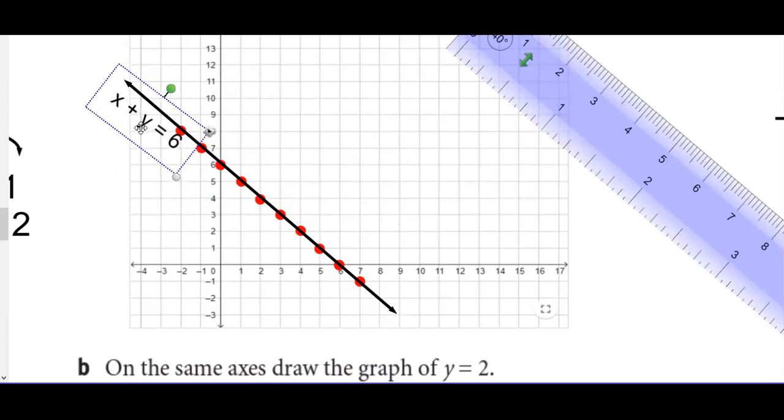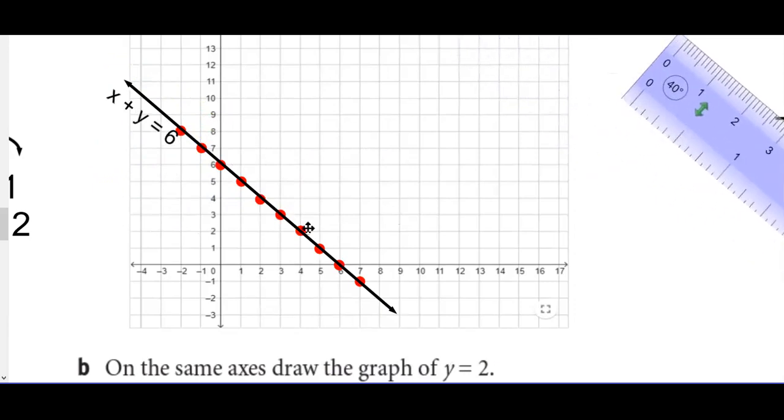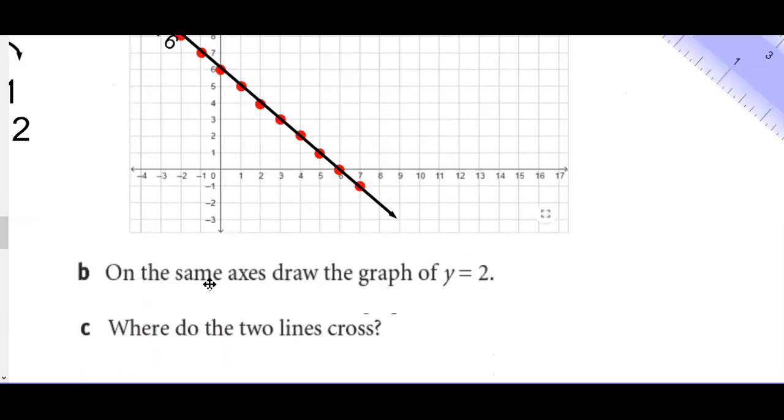After you have drawn your line, after you have drawn your graph, you have to label your graph by using the equation given, okay? So that is done. x plus y equals 6 is a line that goes through those points. So on the same axis, on the same graph paper, draw the graph of y equals 2.